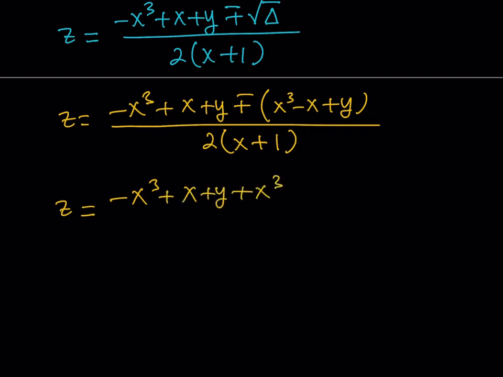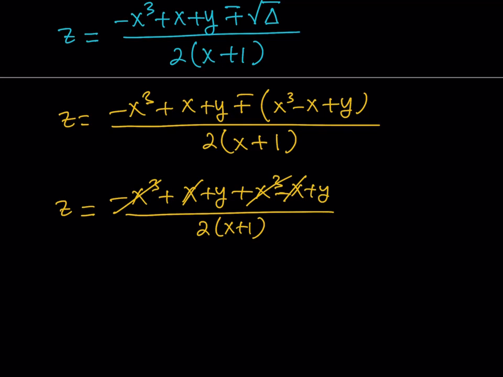Plus x cubed minus x plus y, divided by 2 times x plus 1. Again, this kind of looks complicated, but don't worry, it's going to simplify. These two cancel out, right? And then x cancels out too. Beautiful. Is that correct? With the plus sign, yep, it should cancel out. Okay, cool.